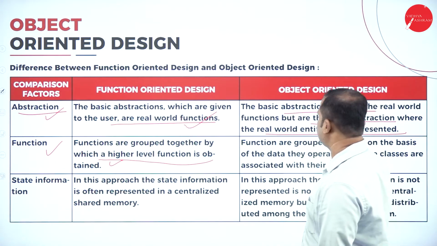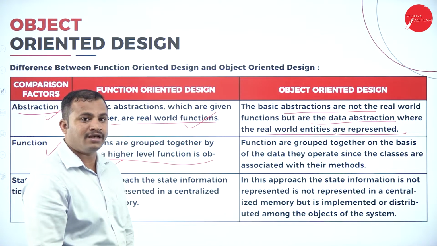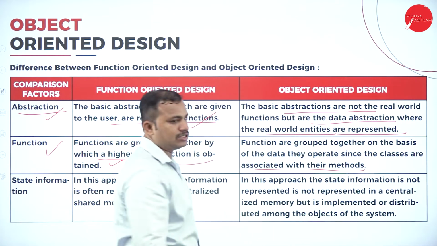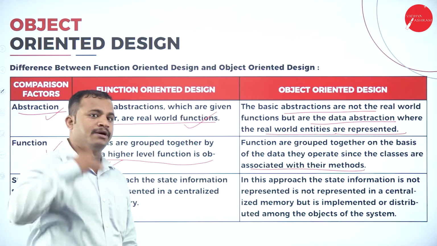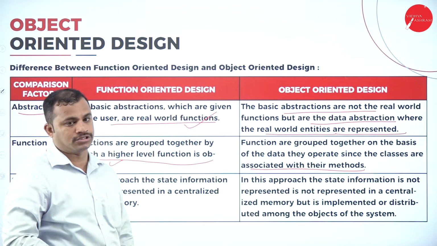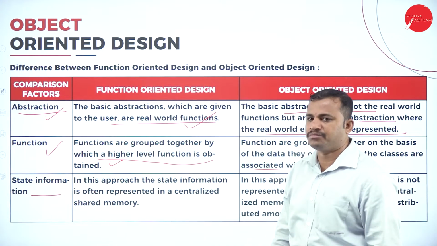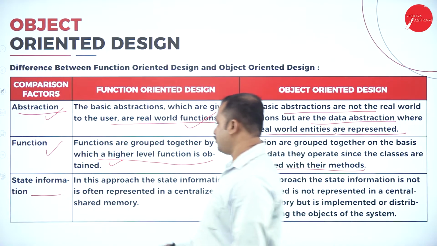But in object-oriented design, the functions are grouped together on the basis of the data they operate on, since the classes are associated with their methods. That means each class will have the functions along with the properties associated with those functions. If that is the case, state information. What is the meaning of state information? What is the present state of that? Whether it is executing or what?